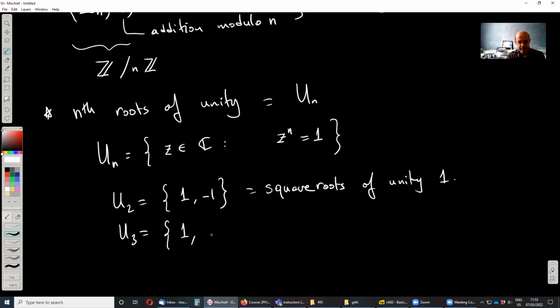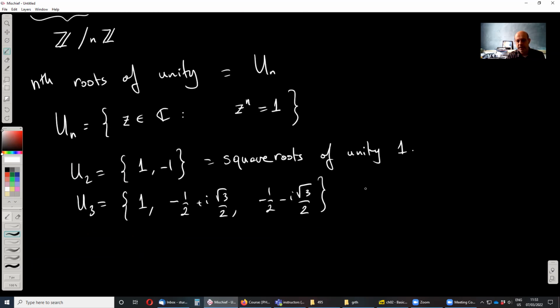I'm just going to write them down like that. Minus 1/2 plus i square root of 3/2, and then minus 1/2 minus i square root of 3/2. So these are the numbers that we are going to meet a lot. So these are the cube roots of unity. Unity is 1, right? Okay.